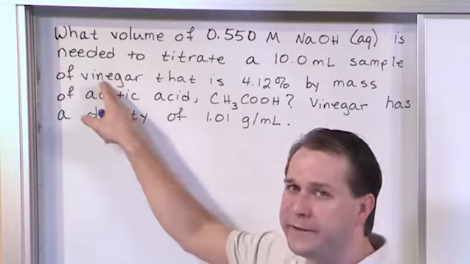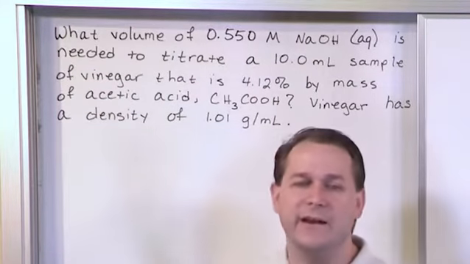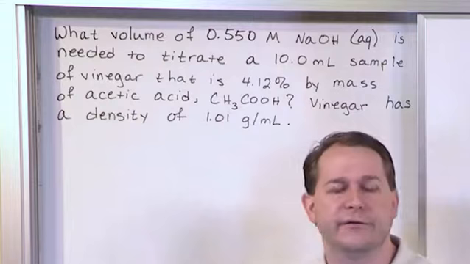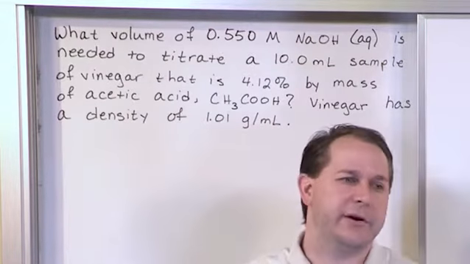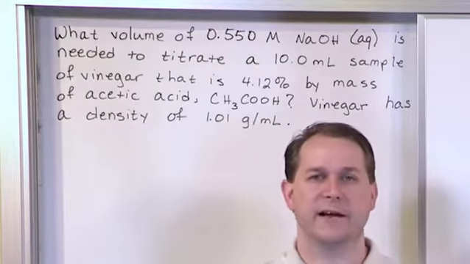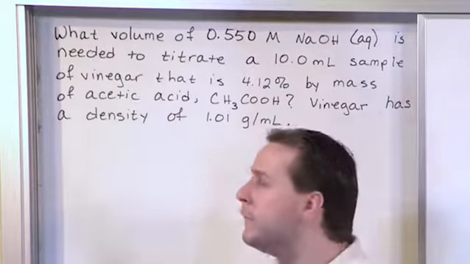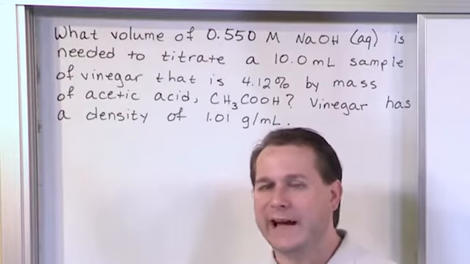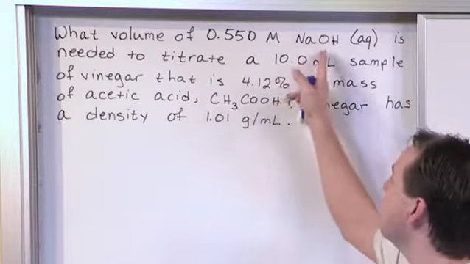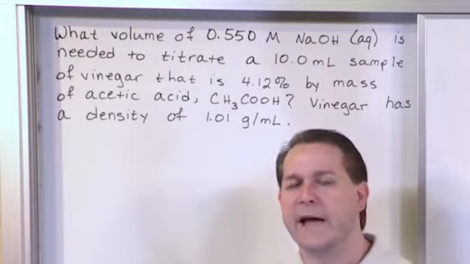You should know by now that vinegar is an acid, and the acid that's in there is acetic acid. Vinegar is just a word that we use that says acetic acid is mixed in with water. That's all that is. That's what we call vinegar, right? So anytime you see vinegar or acetic acid, you should be thinking acid. Anytime you see a hydroxide like this, you should be thinking base, and you're titrating it.